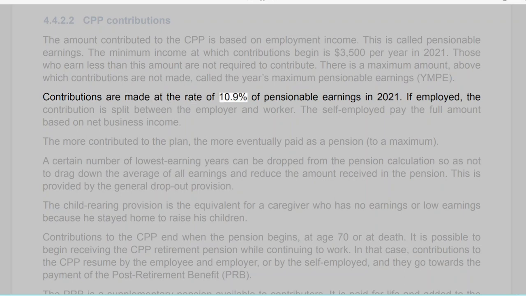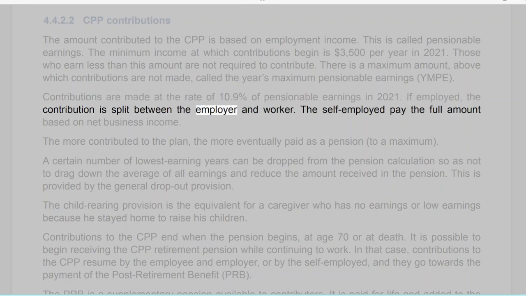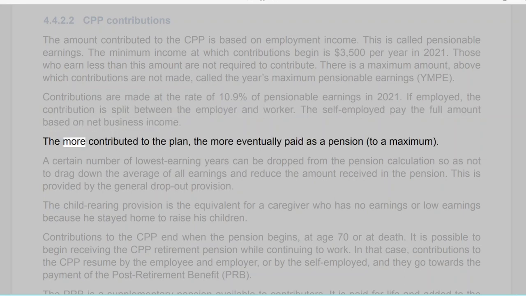Contributions are made at the rate of 10.9% of pensionable earnings in 2021. If employed, the contribution is split between the employer and worker. The self-employed pay the full amount based on net business income. The more contributed to the plan, the more eventually paid as a pension, to a maximum.